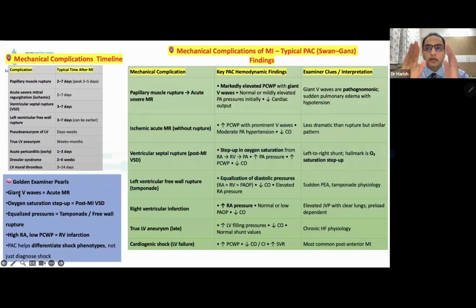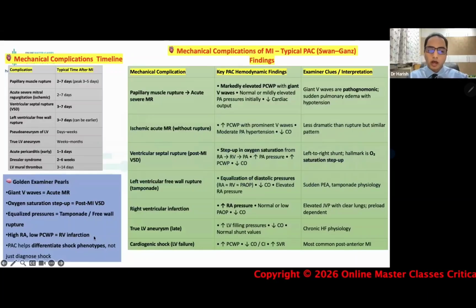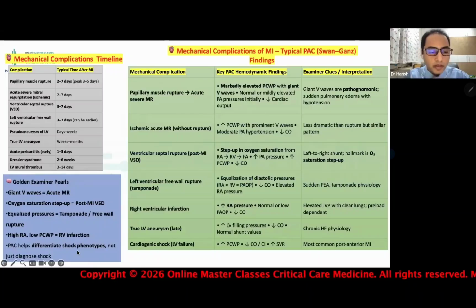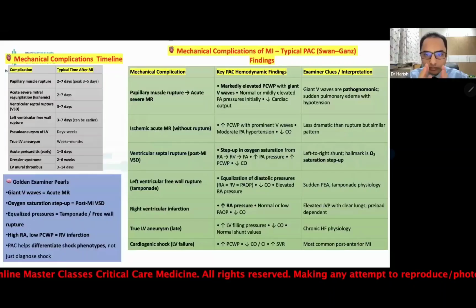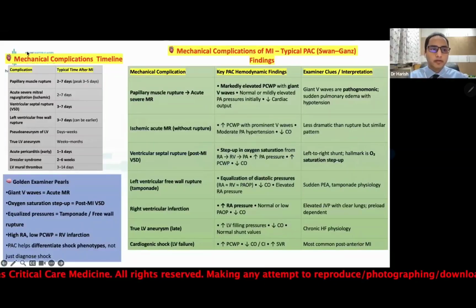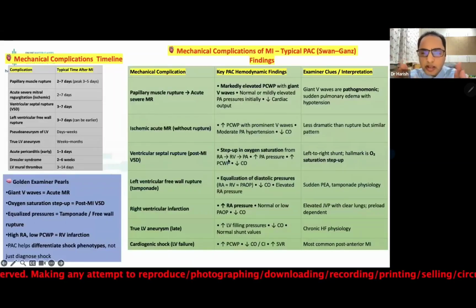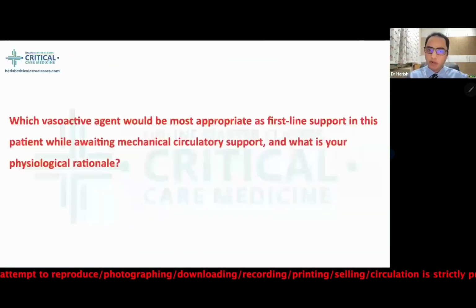So the take home: giant V wave, acute MR. Oxygen saturation step up, post MI VSD. Equalized pressures, tamponade with a free wall rupture. High right atrial pressure, low pulmonary capillary wedge pressure with pulmonary oligemia, RV infarction. So the PA catheter helps in differentiating the shock phenotype, not just in diagnosing the shock. Okay, so there is some more invasiveness when we put in the PA catheter, but these are some of the typical findings of a PA catheter which can be your viva question.